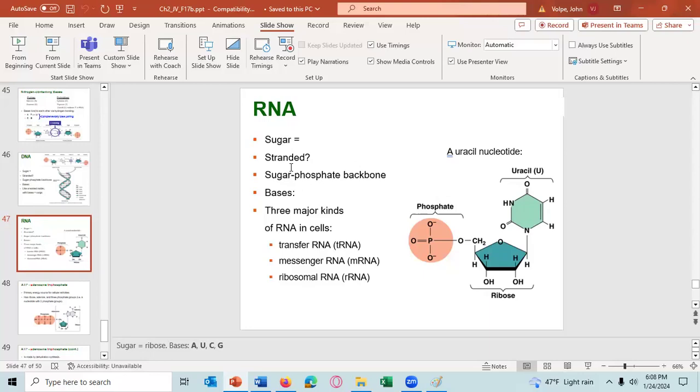There are three major kinds of RNA. There's transfer RNA, also called tRNA. There's messenger RNA, also called mRNA. And there's ribosomal RNA, also called rRNA. When we're looking at the RNAs, what is the difference between tRNA and messenger RNA? Are they different nucleotides? That's a question. Does anyone want to say a yes or no?